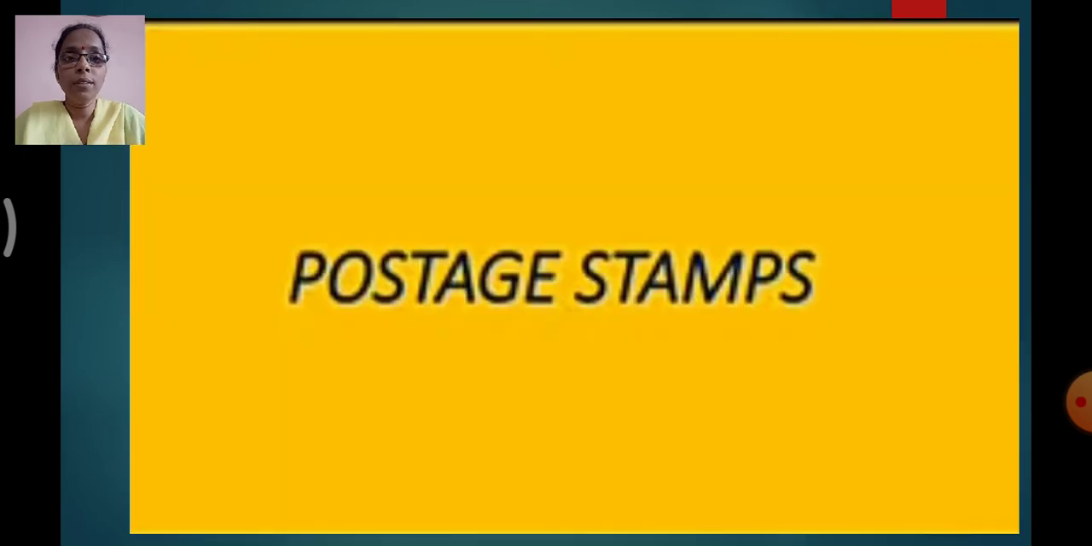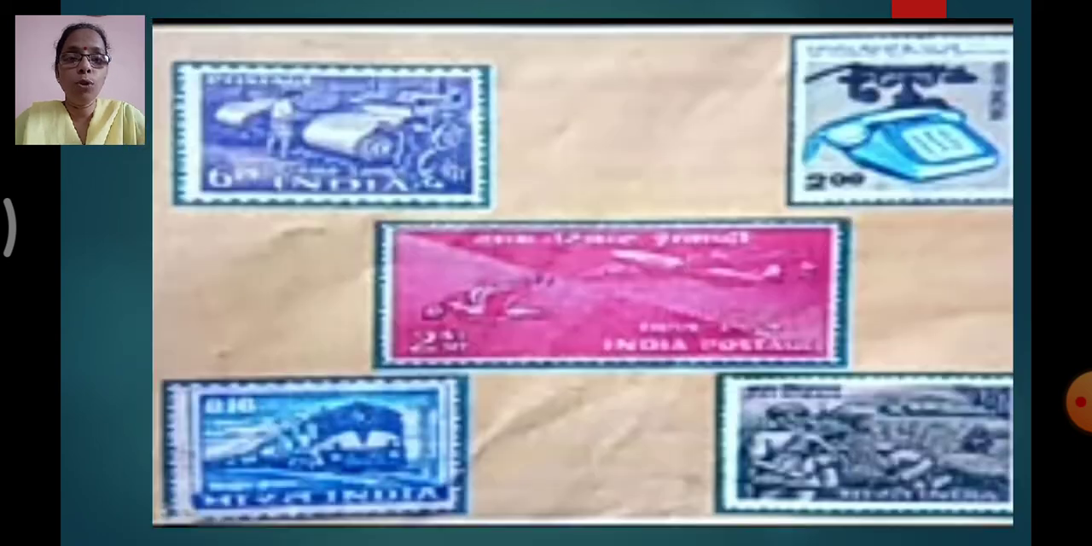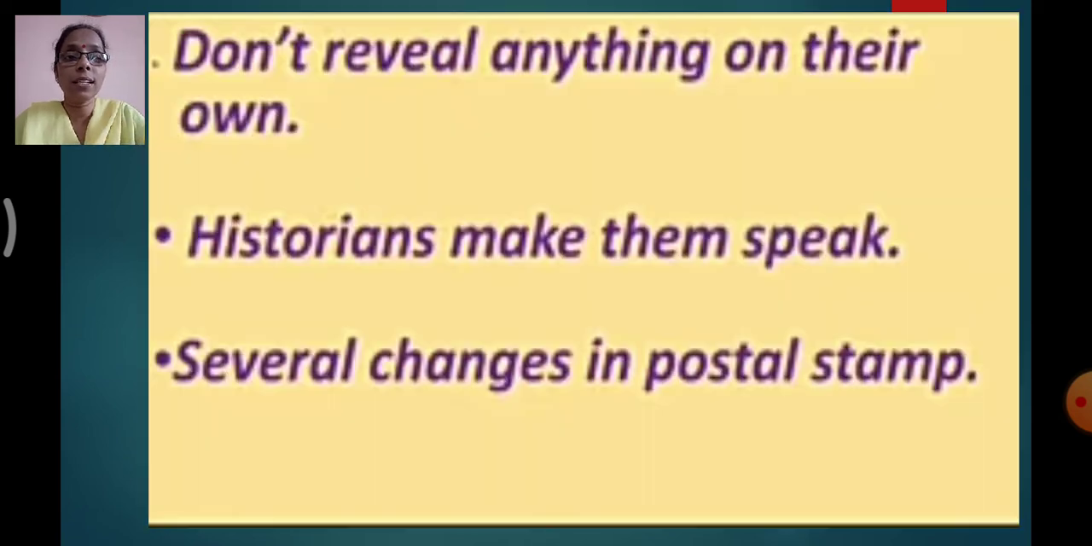Okay, then the next source was the postage stamps. Now how do postage stamps play a major role? You can see the various stamps with different themes on them, right, and different colors. They depict the various historical events that took place during that particular period. So the postage stamps tell us history because they don't reveal anything themselves, but the historians make them speak.